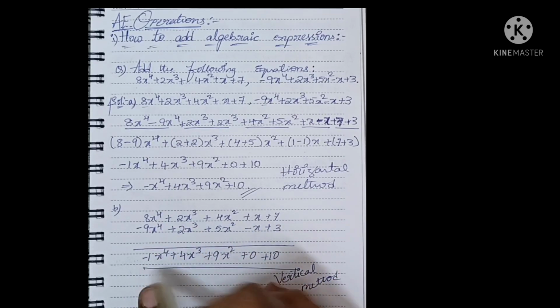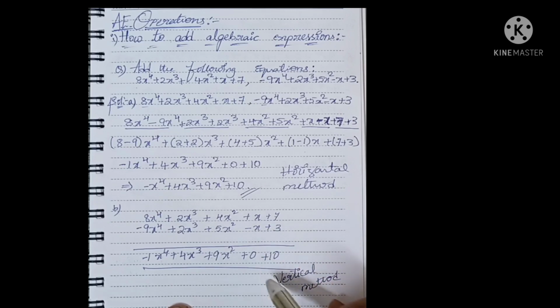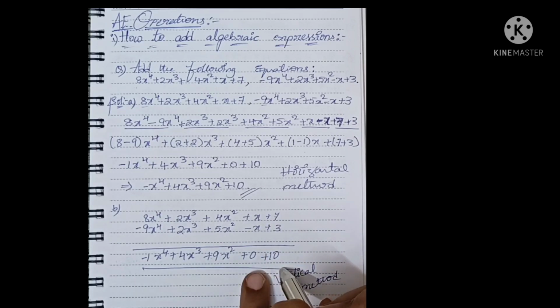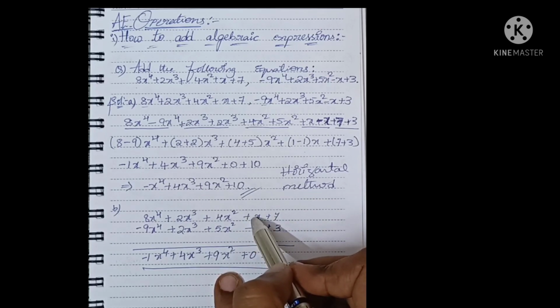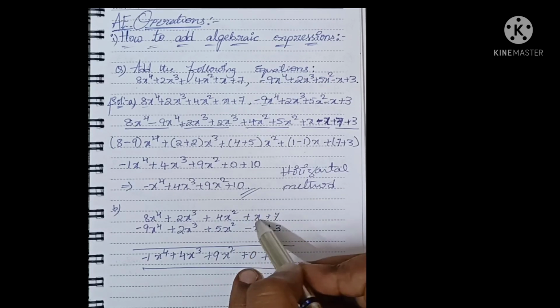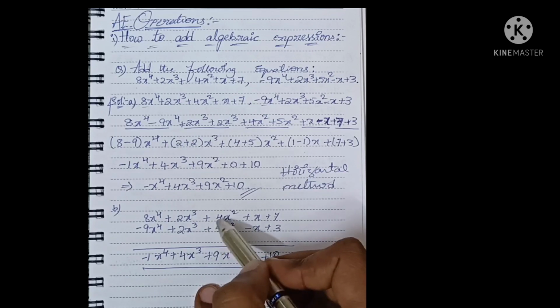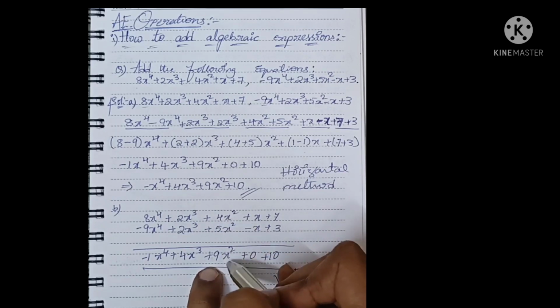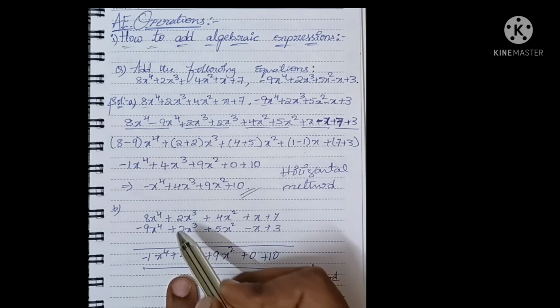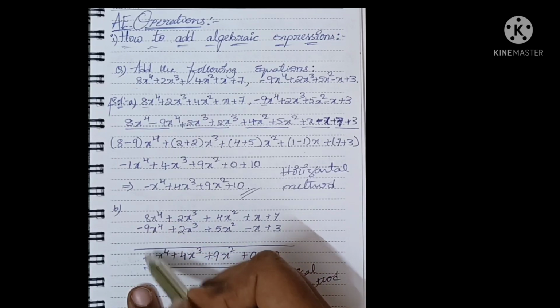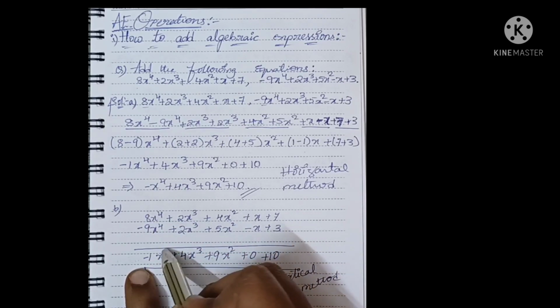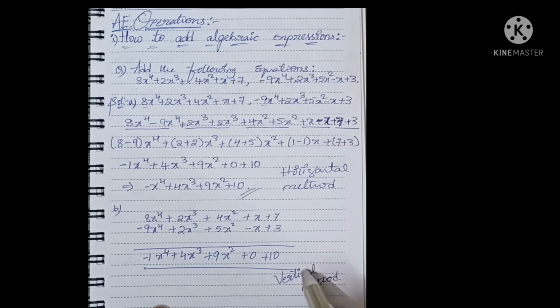Here we are performing addition. Just as we do general addition, in the same way we do the addition. 7 plus 3 is 10. 1 minus 1 is 0, the 0x term. 4 plus 5 is 9, which term is it? The x^2 term. And then 2 plus 2 is 4, which term is it? The x^3 term. Next 8 minus 9, that is -1, the x^4 term. This is the vertical method of addition.